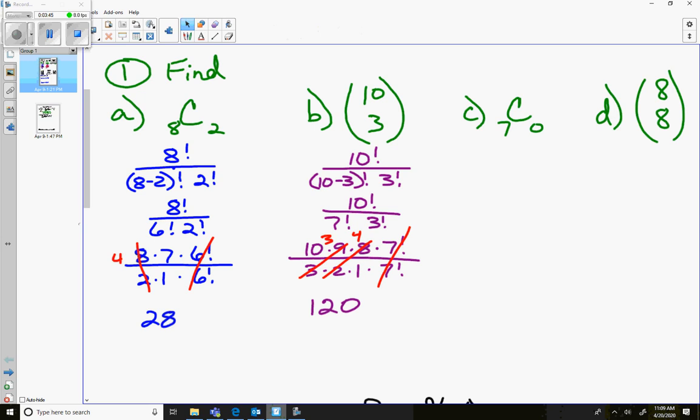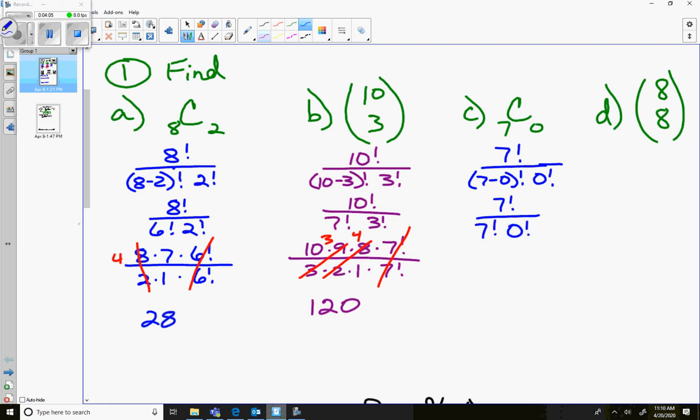Last one, this one's kind of a special case. 7 choose 0. 7 factorial over 7 minus 0 factorial, 0 factorial. So I get 7 factorial over 7 factorial, 0 factorial. What is 0 factorial? 1. So those cancel, and I'm left with 1 over 1, which is simply 1. So there's one way of not choosing any of the 7 items.